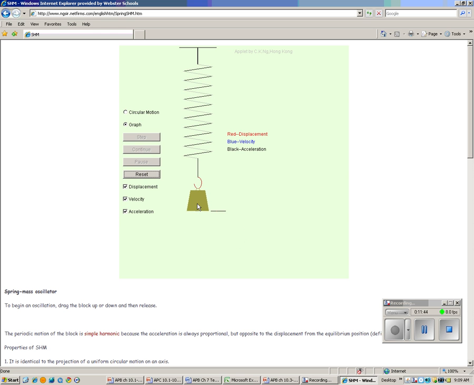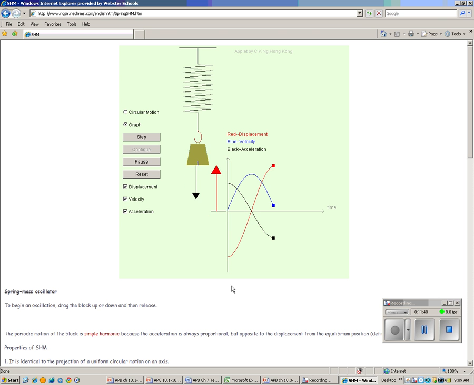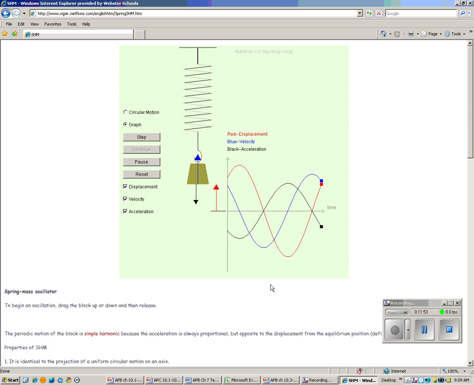Reset this down, let it go. So you'll see one starts as a cosine curve, one starts as a negative cosine, one starts as a sine curve.